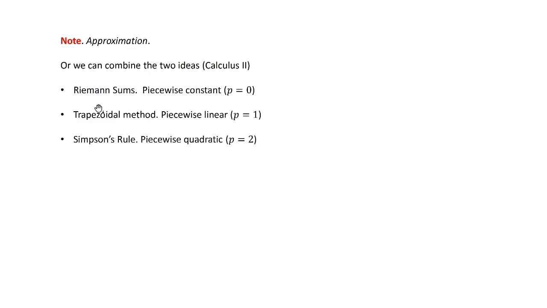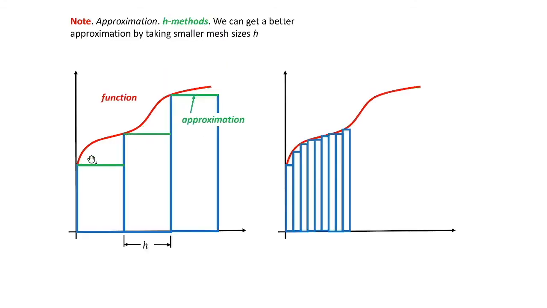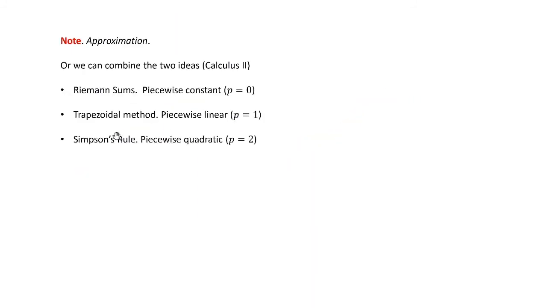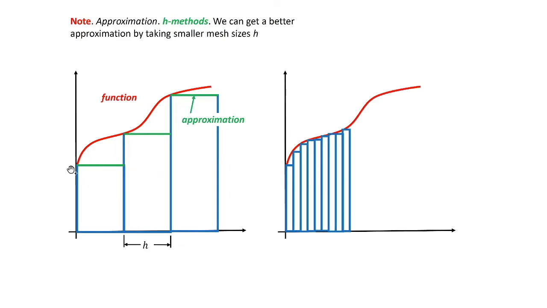I mean, again, when you see Riemann sums, it's piecewise constant. In the trapezoidal method, I'm taking this to be, instead of a constant, linear on each of these. Right? You can see I get a better answer. And I can do Simpson's rule, piecewise quadratic. So on each of these, I'll do a quadratic function, right?